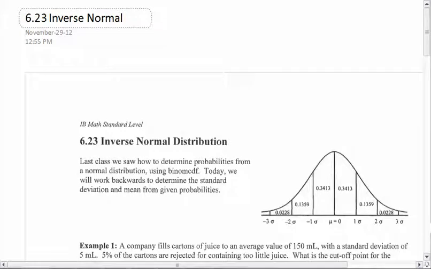Today we'll examine the inverse normal distribution. Last class we saw how to determine probabilities from a normal distribution using the normal CDF function. Today we'll work backwards to determine the standard deviation and mean if we're given the probability.